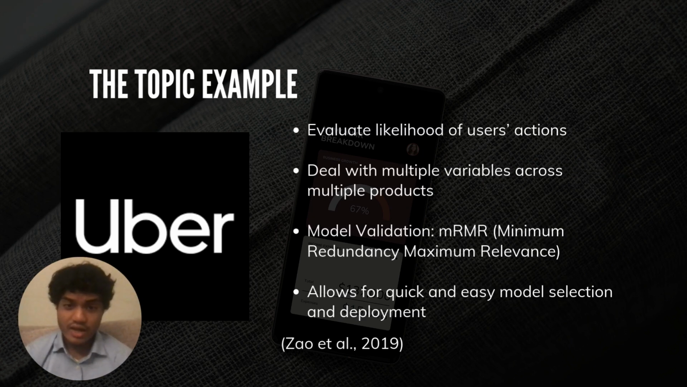The article Zhao et al. 2019 actually uses Uber as an example, where they're trying to evaluate the likelihood of users' actions, right? And they deal with multiple different products such as Uber Eats, Uber the car, right? These are all different variables, thus overfitting. To combat this, they have the model validation MRMR, right? This allows for quick and easy model selection and hence deployment.